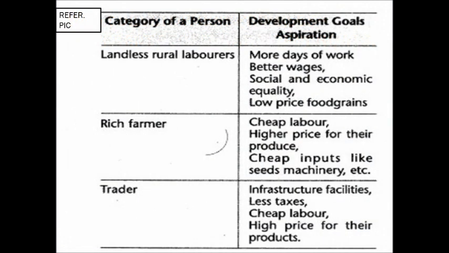Here is a reference picture related to persons having different goals and aspirations. First, landless rural laborers: more days of work, better wages, social and economic equality, low price food grains. Second, rich farmer: cheap labor, higher price for their produce, cheap inputs like seed, machinery, etc. Third, trader: infrastructure facilities, less taxes, cheap labor, high price for their products.